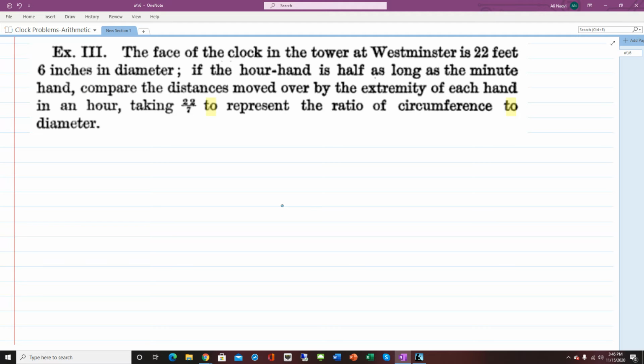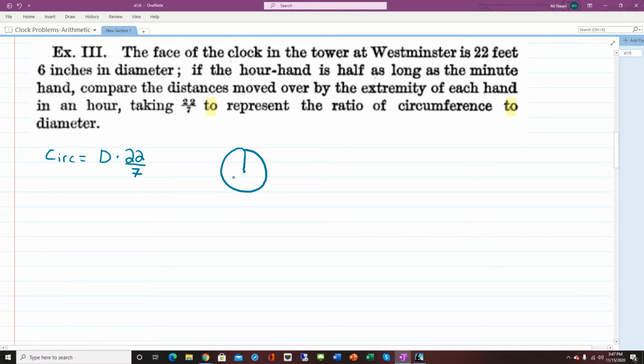Now we have to remember that the circumference of a circle is equal to the diameter multiplied by pi, but in this case, it wants us to use 22/7. Okay? So we have basically the minute hand right here. Okay?